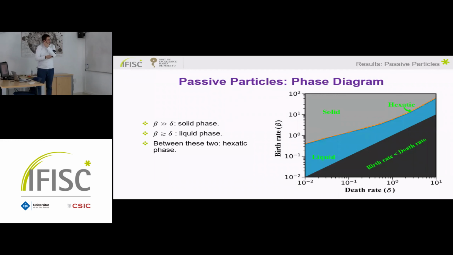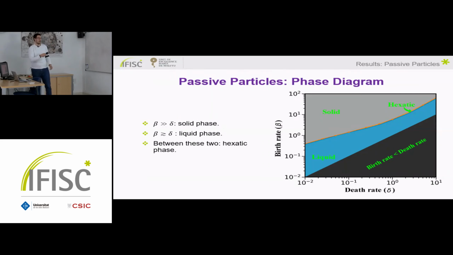Okay, here we go through the phase diagram. Remember beta is the birth rate and delta the death rate. When the birth rate is less than the death rate, there are no particles, because there is more death than birth, which means that the number of particles goes to zero. When we increase it, we are in the liquid phase, and when the birth rate is very large compared to the death rate, we are in the solid phase. In the middle, we have the static phase.